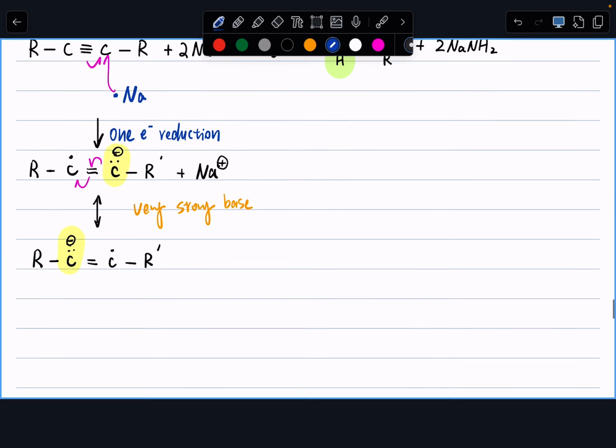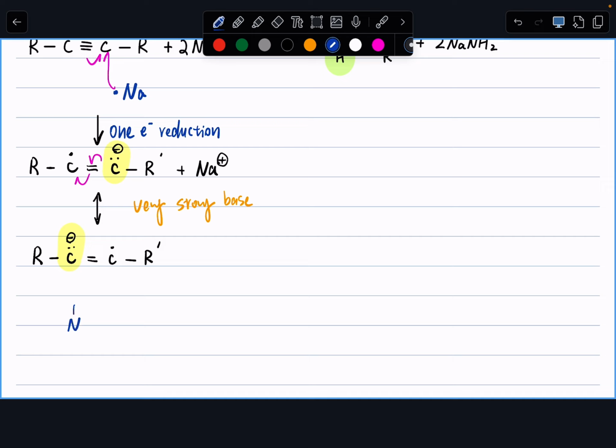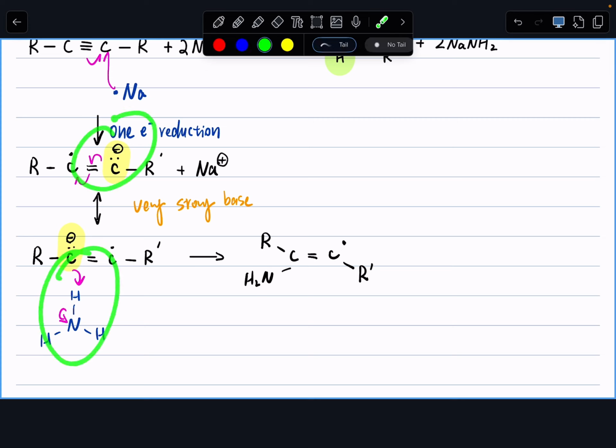So the next step will be an acid-base reaction. Here we have the carbanion moving the electrons to form your R carbon double bonded, NH2, carbon, R prime. Whether the acid-base reaction takes place via this resonance structure or this one depends on the substitution on that carbon. So that's the regioselectivity that we did not discuss.